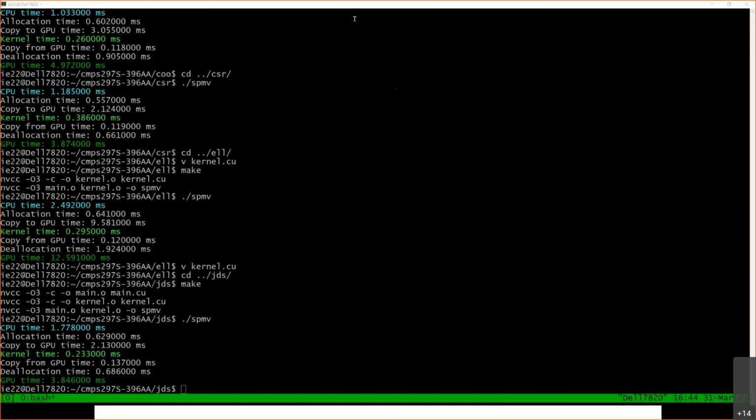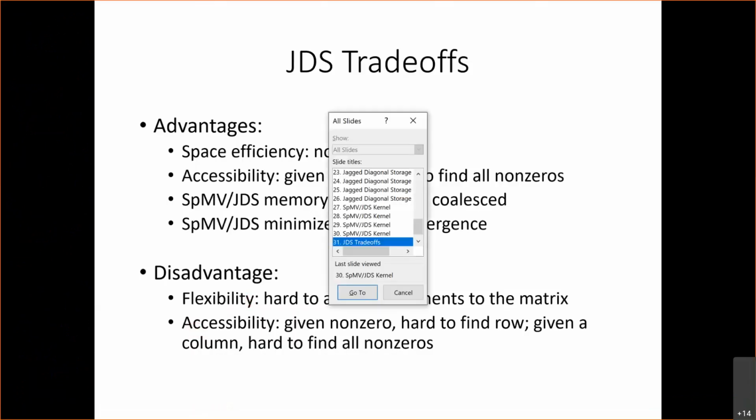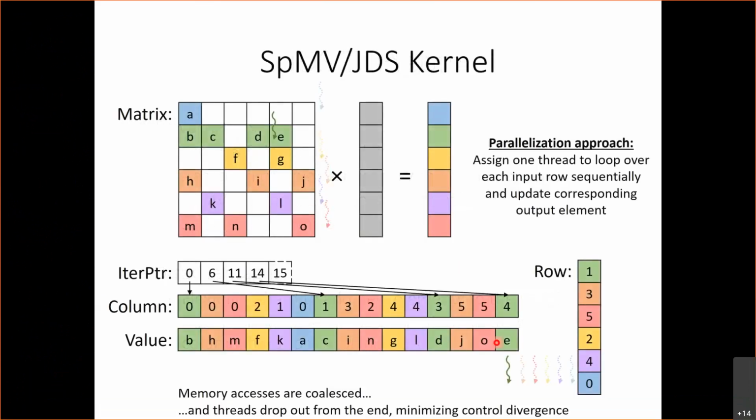Can you repeat how we reason about the accessibility for JDS? Yes. So for JDS, we can go through the non-zeros of a row quite easily.